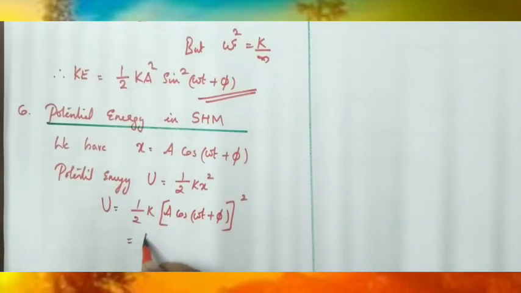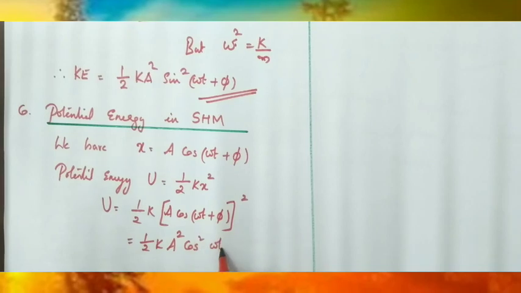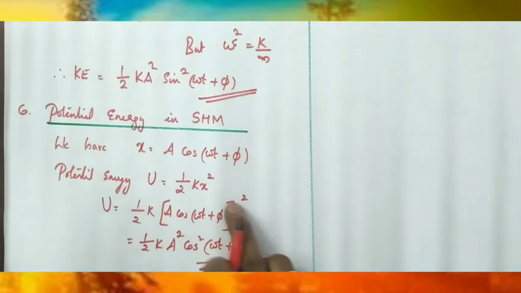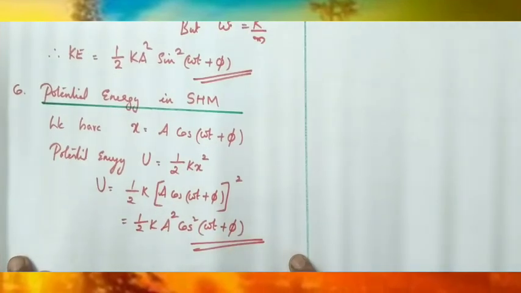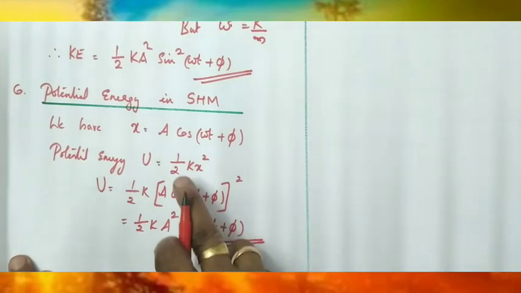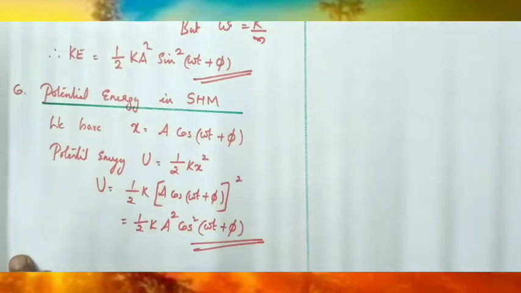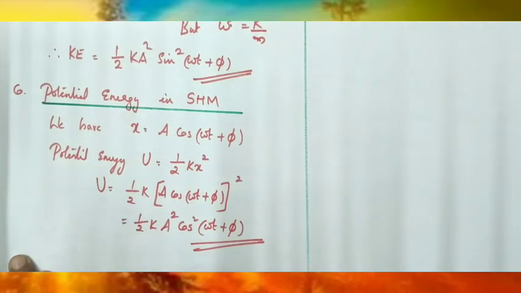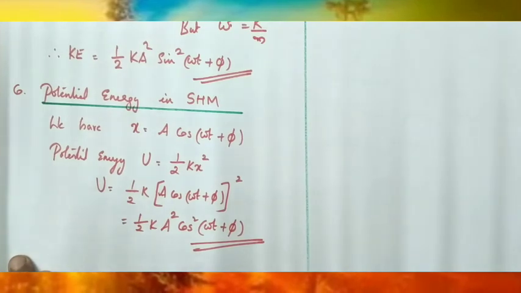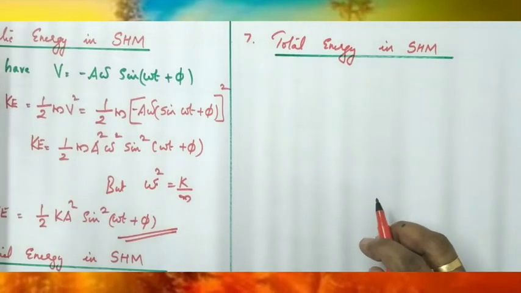equal to half k a square cos square(omega t plus phi). This is the formula for potential energy. So directly we can derive the formula for potential energy: just use the formula half k x square, substitute the value of x as a cos(omega t plus phi), and hence the potential energy in simple harmonic motion is U equals half k a square cos square(omega t plus phi). Now the last one is total energy in simple harmonic motion.